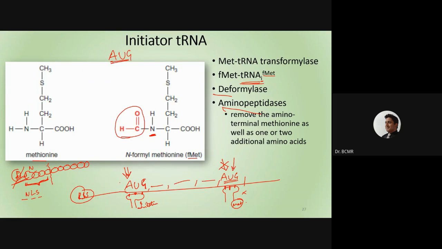It is a special tRNA that is required for initiation to happen. And it is for N-formyl methionine. It has a formyl group on the amino group of methionine.